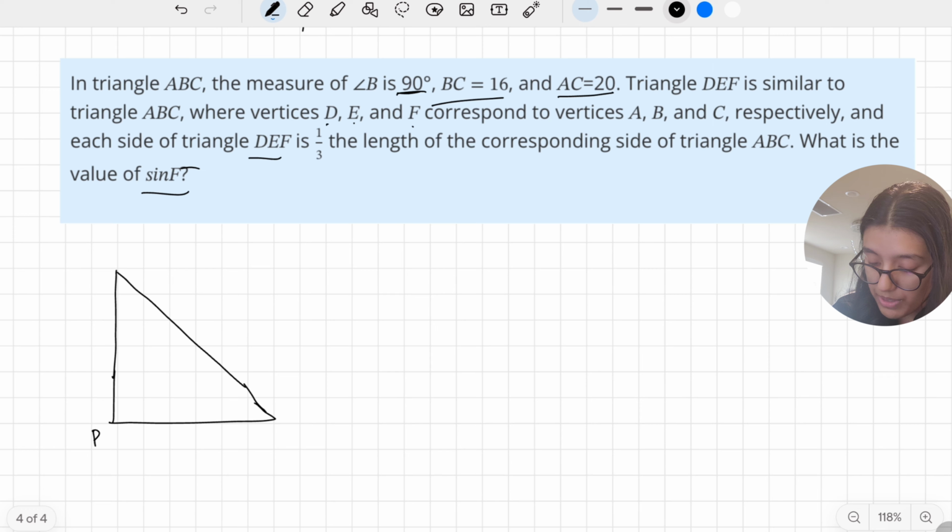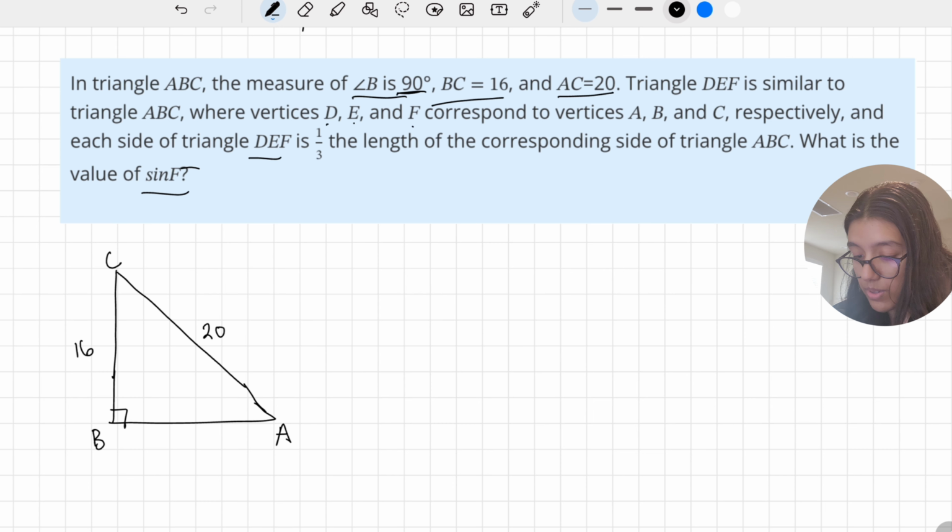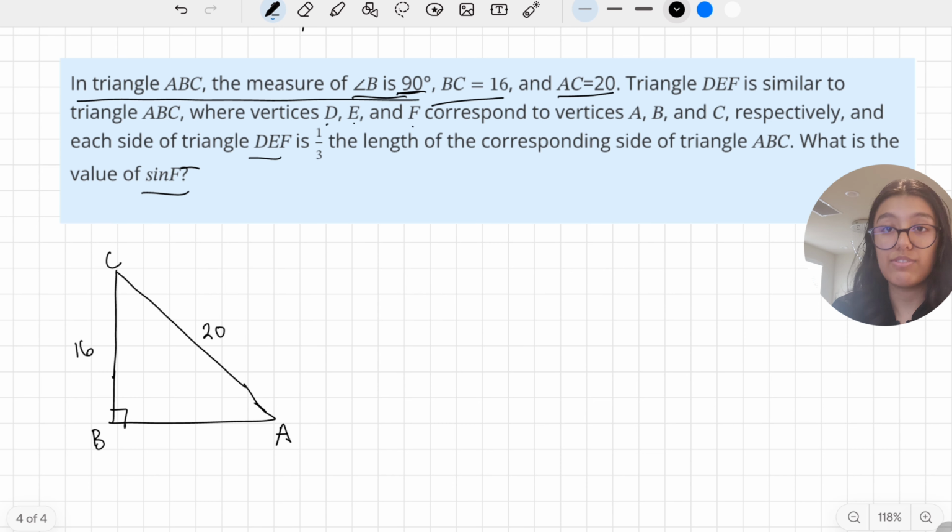And this is going to be B because over here it says angle B is 90 degrees. And now we could just label it as A, B, C. Here it says BC is 16, meaning like 16 centimeters, 16 feet, it doesn't really matter, just 16 units. Same with AC. AC is 20. All right, so we have ABC, BC is 16, and AC is 20. So that is the first line fulfilled.